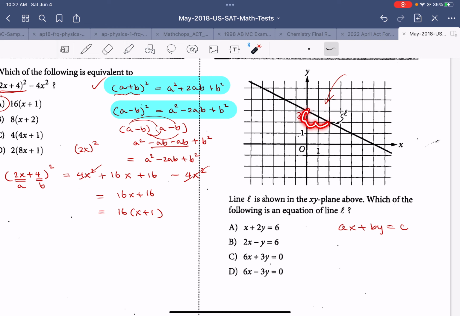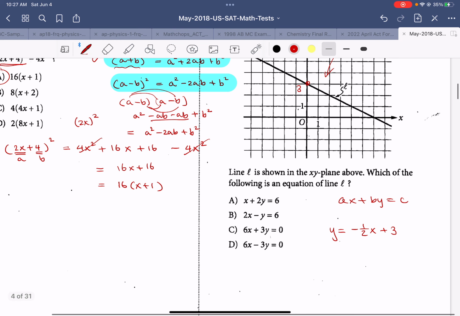rise over run. So that means negative 1 over 2. Your slope is negative 1 over 2. So if you set up using slope-intercept form, y equals negative 1/2 x plus b, so plus 3. So now I need to change this one into standard form.